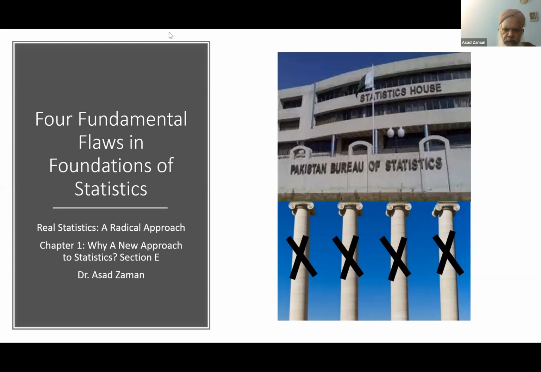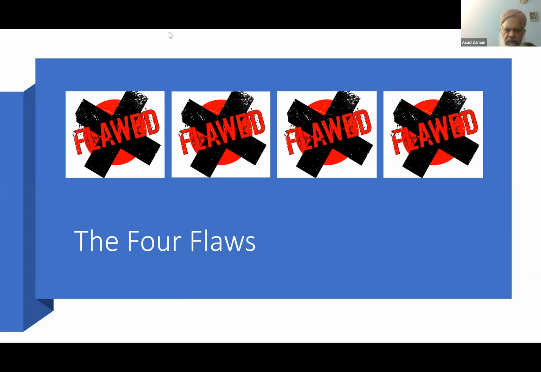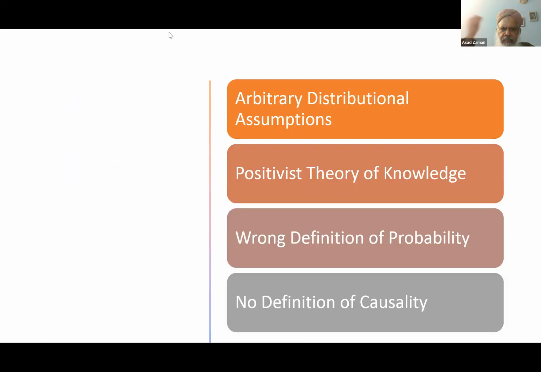Okay, so Bismillahirrahmanirrahim. As I said, there are 4 fundamental flaws in the foundations of statistics, and they are listed here. We are allowed to make arbitrary distributional assumptions. There is a positivist theory of knowledge involved. We have the wrong definition of probability. And there is no definition for causality. So these are the 4 flaws. I'll explain more what they are and how they operate.